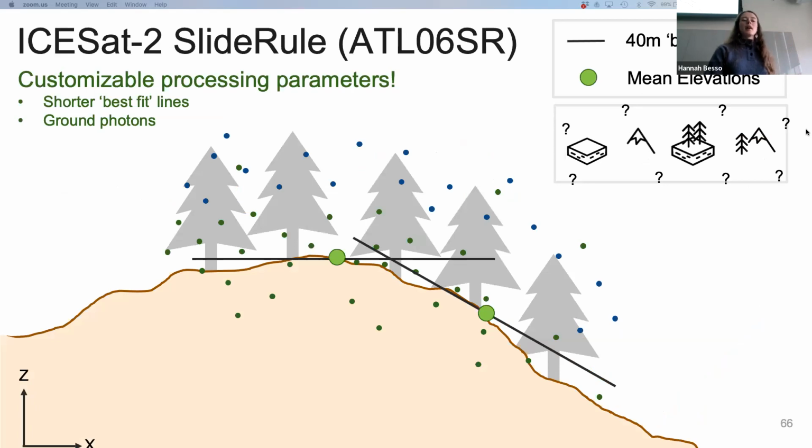So using ICESat-2 SlideRule, we are able to customize the parameters, as I mentioned, that go into processing ICESat-2 data. So we can choose to use those short best fit lines like we saw in the land ice product. So we choose 40-meter long segment lines. And we can also choose to only use photons that were reflected from the ground surface instead of the canopy cover. So this is kind of like taking the best of both worlds from the products that we saw earlier and combining them. But we still don't know how well they will perform.